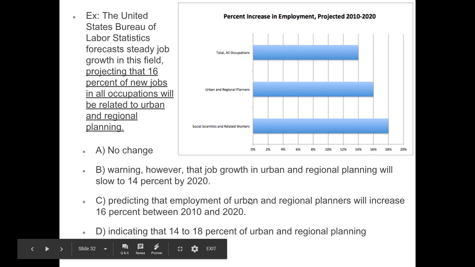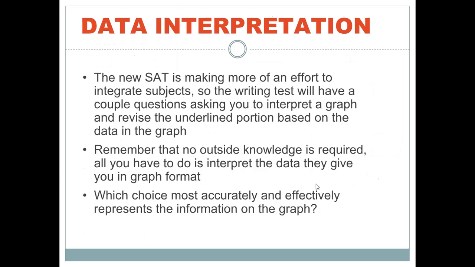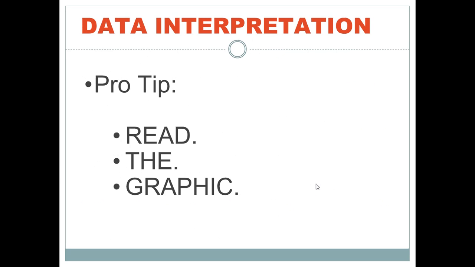C, predicting that employment of urban and regional planners will increase 16% between 2010 and 2020. Wow, we finally found a description that matches what we've been saying all along, and so C is the correct answer. Read the graphic. There's no excuse to miss these questions unless you're not reading.